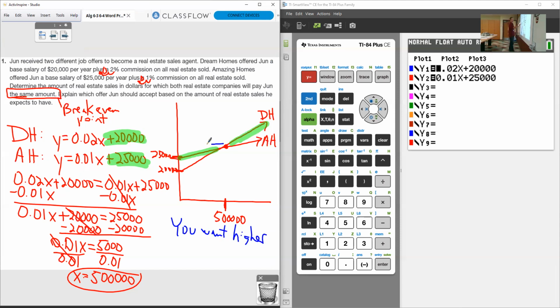So if we sell less than $500,000 worth of homes, you would want to work for Amazing Homes. If we sell more than 500,000, we want to work for Dream Homes.